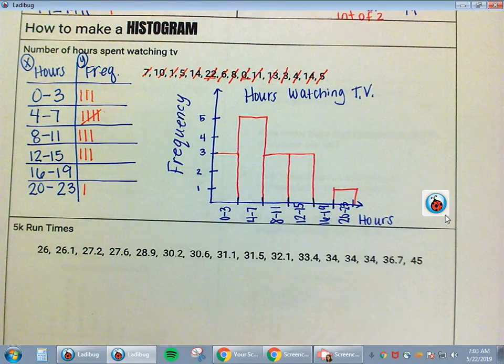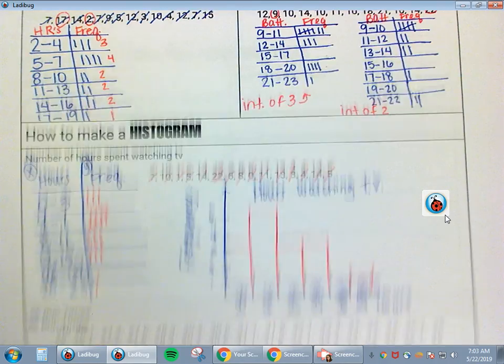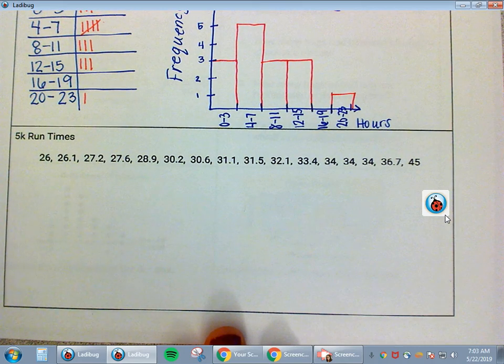Hey guys, me again. Sorry about breaking up the video into two parts. In the last part, we looked at frequency tables, did a couple, and did a histogram. Try out this runtime one next, and then see how that goes.